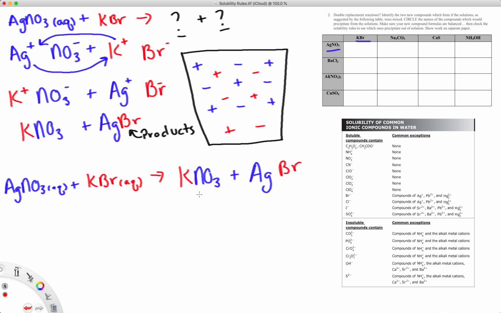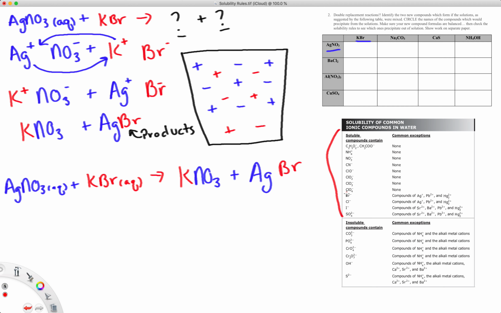Now, what I need to do is determine whether these products that I've come up with are soluble or not. We're going to use the solubility table for this second part. Our solubility table is this second table down here, and we're going to look at this first part right here. This first part is a list of ions that tend to form compounds that are usually soluble in water.